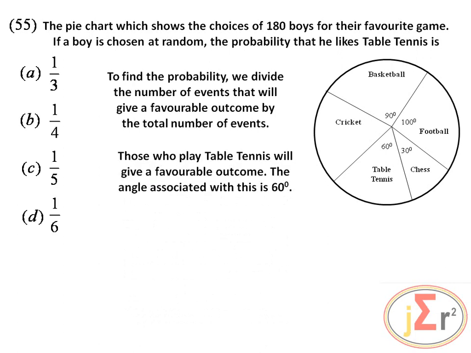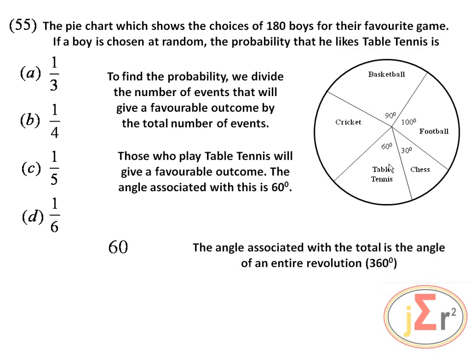Those who play table tennis will give a favorable outcome. The angle associated with this is 60 degrees. Right. It says the probability that he likes table tennis. So those who like table tennis will give a favorable outcome, and it is represented by 60 degrees there.